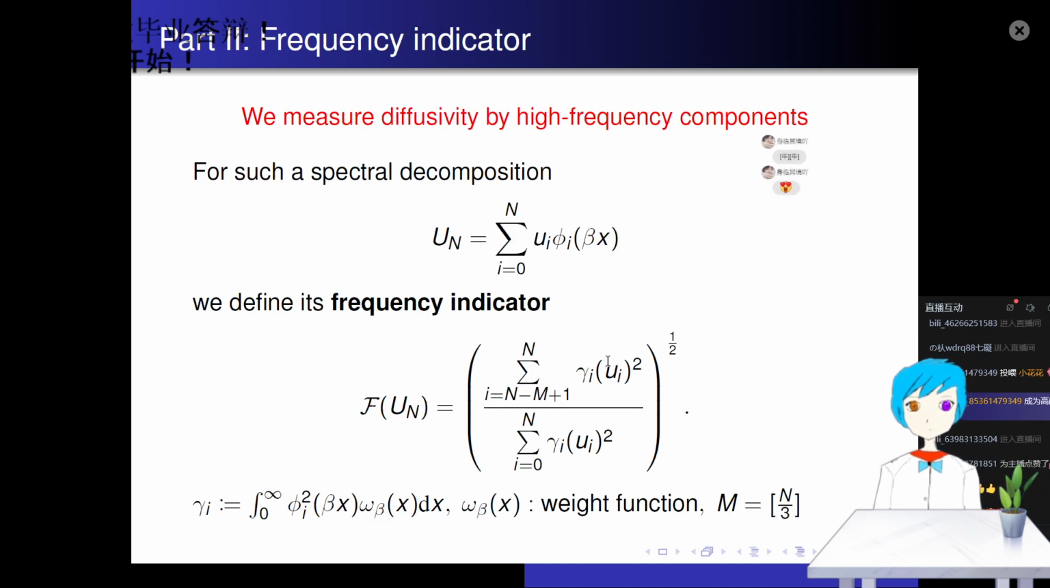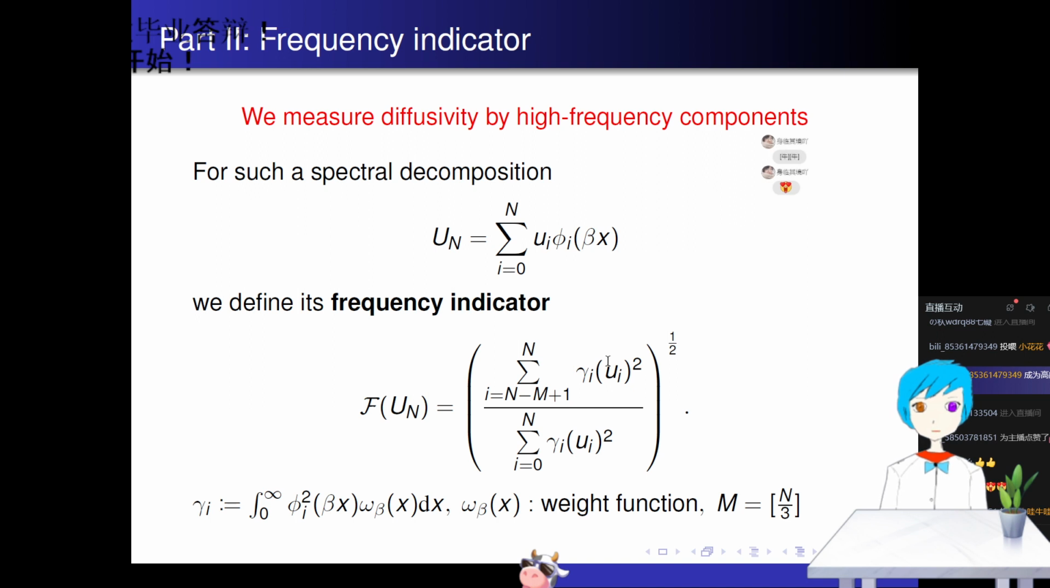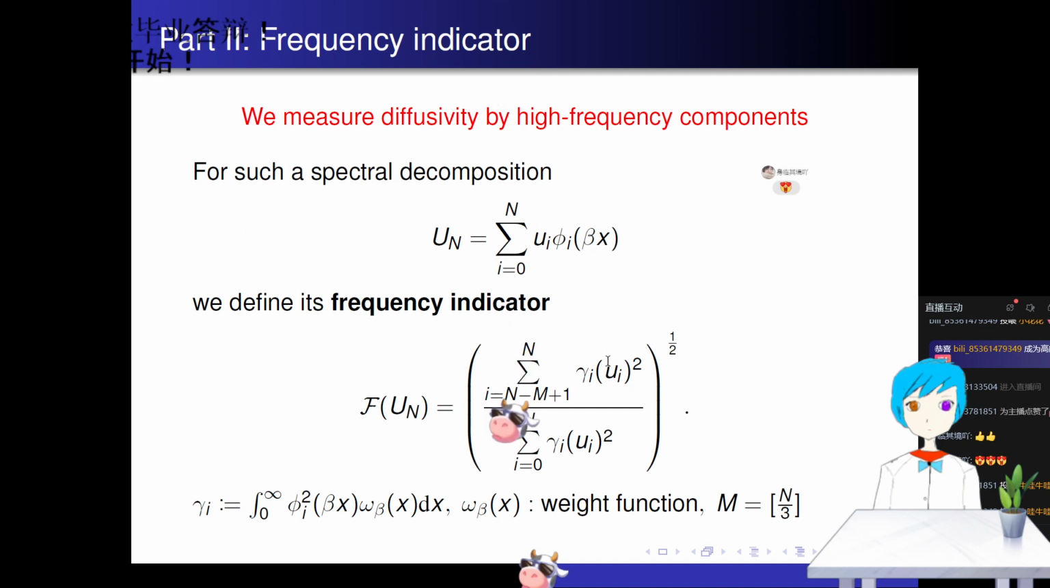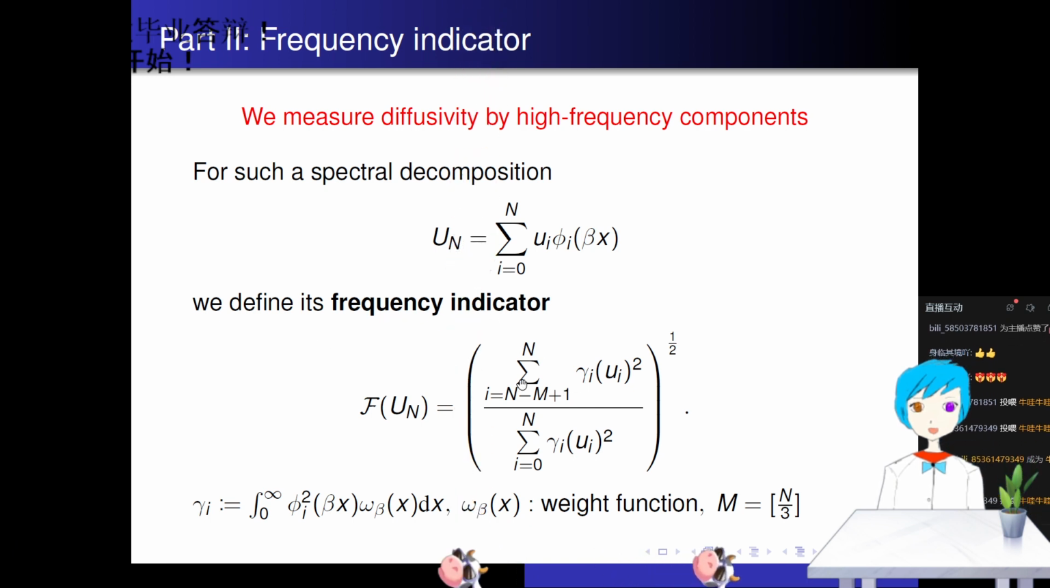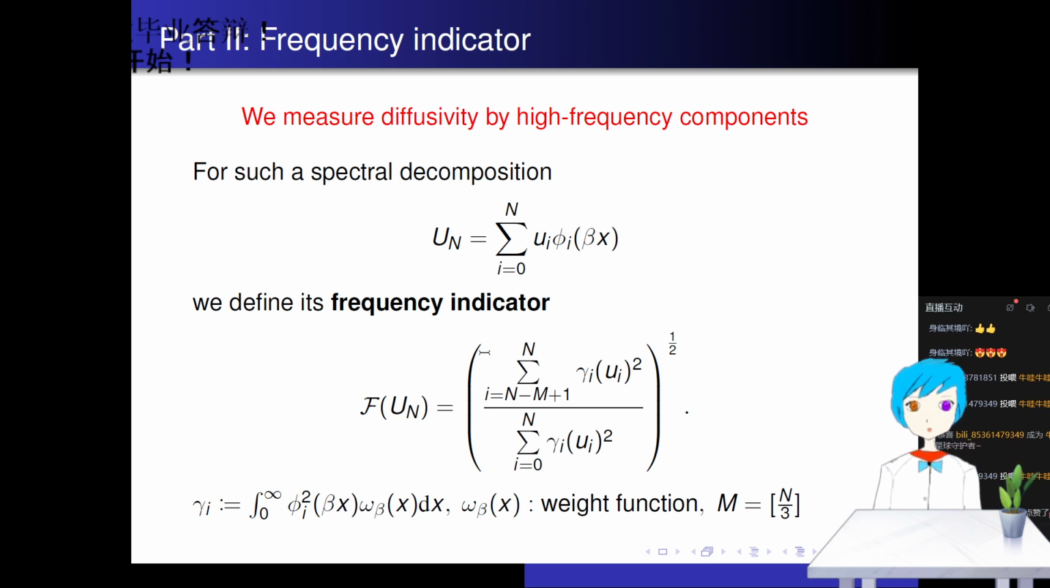So how do we scale the basis functions? How do we measure the diffusivity of the function to be approximated over time? We measure diffusivity by high frequency components, because in a spectral expansion, high frequency components usually decay more slowly than low frequency components at infinity. So for such a spectral decomposition, we define its frequency indicator as the proportion of high frequency components over the proportion of components from all frequencies. If this frequency indicator increases, we know that the function is becoming more diffusive, and we may need to decrease the scaling factor to make the basis functions also decay more slowly at infinity, and vice versa.